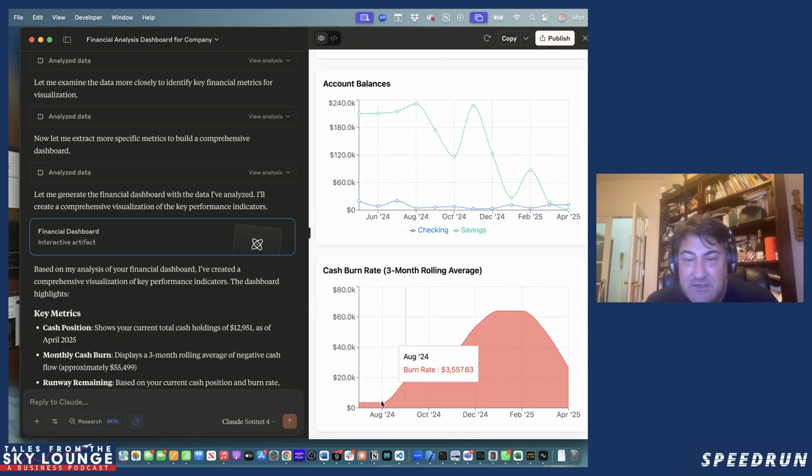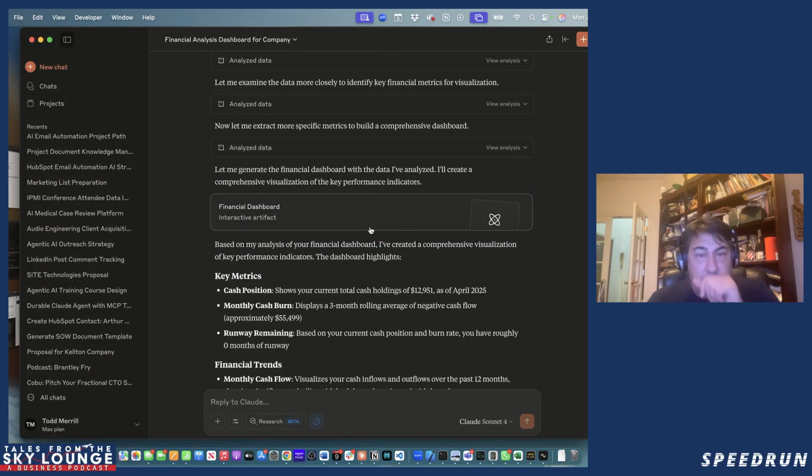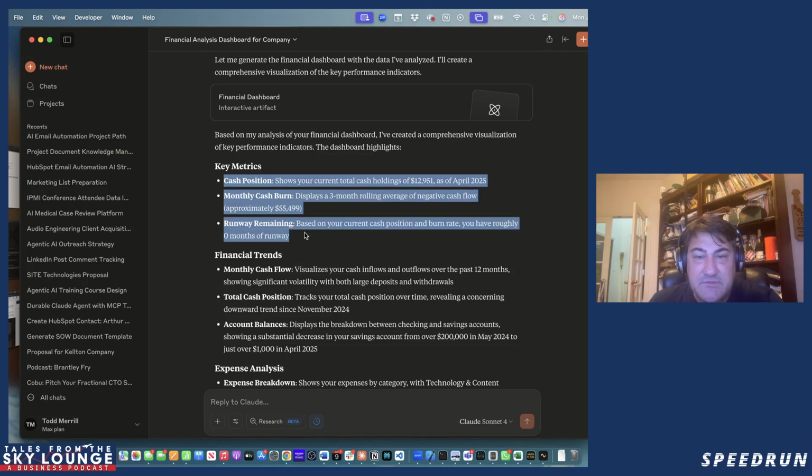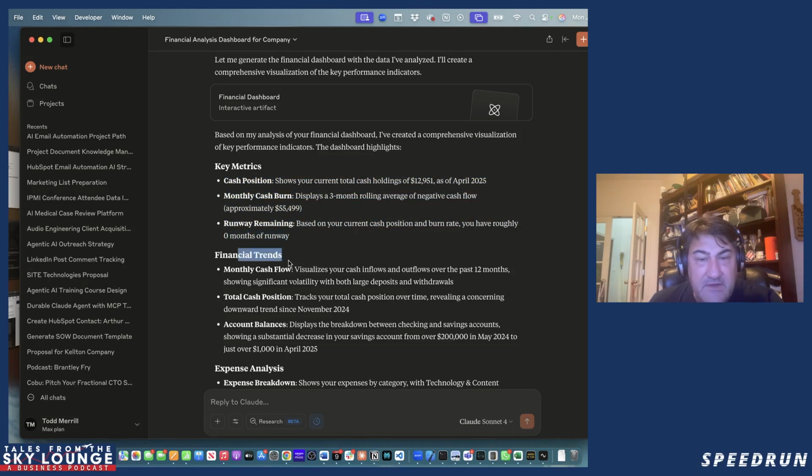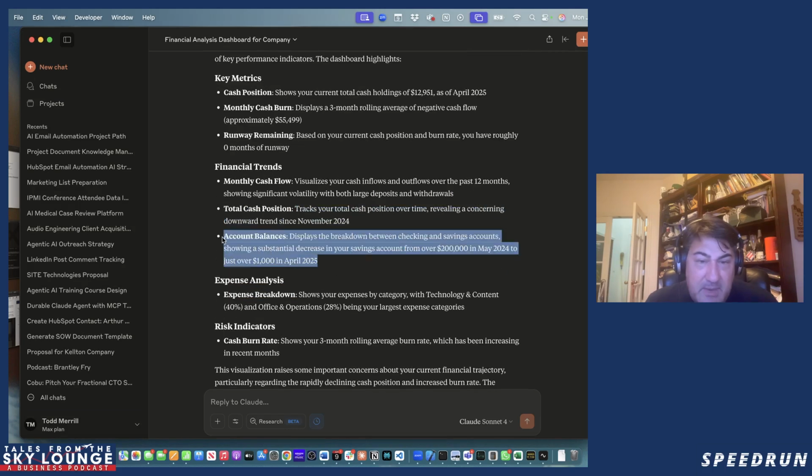How cool is that? Here's your burn rate. Woo! Time to crank it back a little bit. Very cool. And then key metrics, there's your KPI. You have 0 months runway, probably very notable there. Financial trends, quit spending so much money. You need to put more money in your bank account.